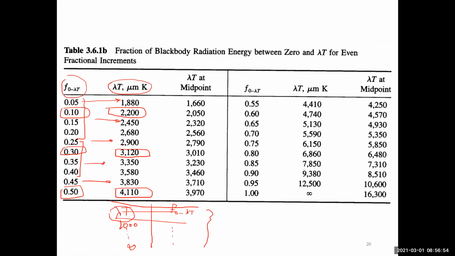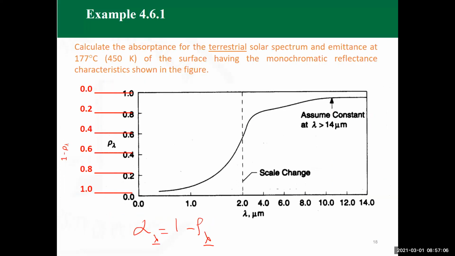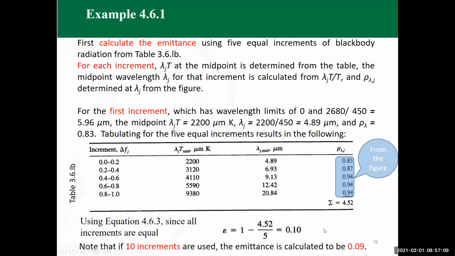And once you do that, again, you are going to divide each one of them by the temperature, which is 470. You get the corresponding value of lambda, and then you can get the corresponding value of rho from the figure for each one of them. And then you are going to make the summation as we are doing it here. The value that you get, if you take 10 increments, will be divided by 10, the number of increments, and then you can calculate the value of epsilon. If you do that with 10 increments, you can find the value is equal to 0.01.